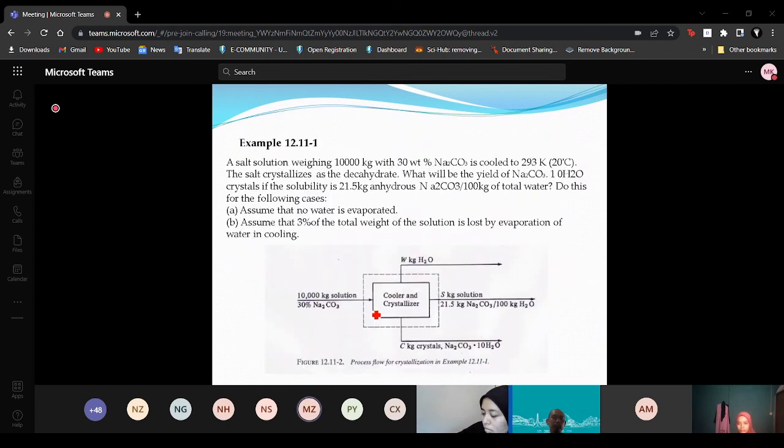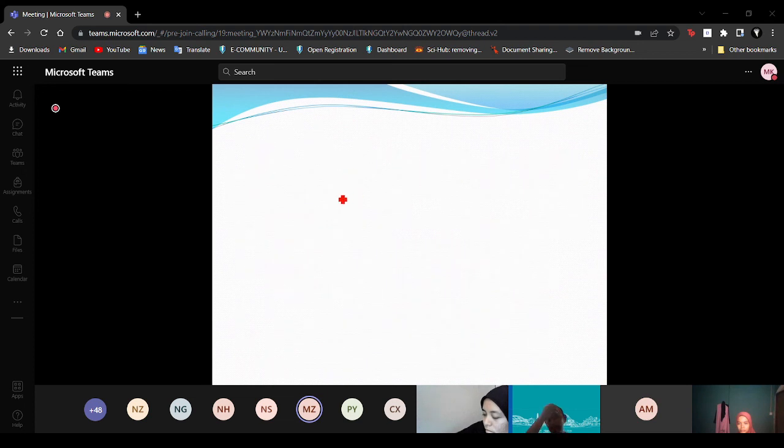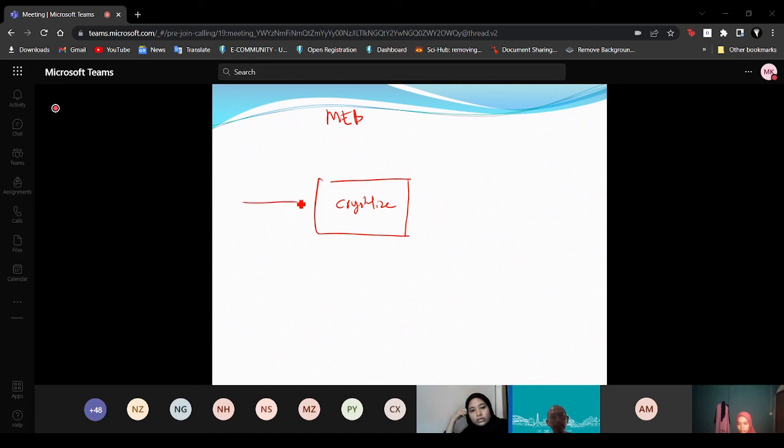So, this is an example. We have now gone to MEB. I think we're just going to stop at MEB, and then next week we're going to continue with crystal growth. So, MEB for crystallizer. First you need to understand this is your crystallizer. To do the MEB, you need to know that you have feed coming in, right? Then it goes to this crystallizer, where it can use evaporation or cooling.